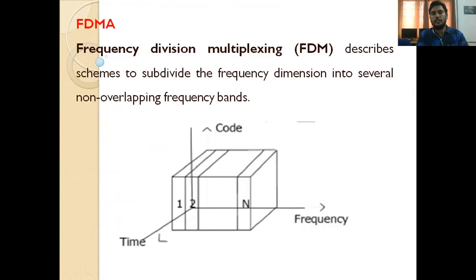Then in lecture number 3, we started with FDMA, that is frequency division multiple access. Here it describes the schemes to subdivide the frequency dimension into several non-overlapping frequency bands. Here the frequency is subdivided.